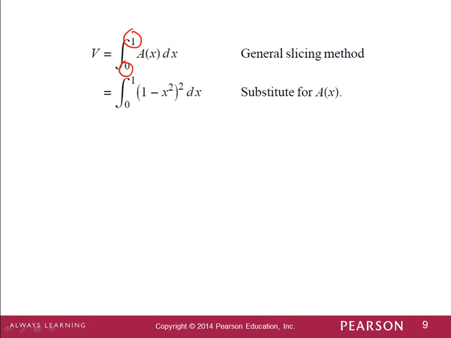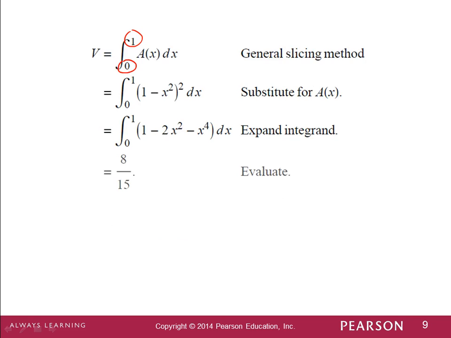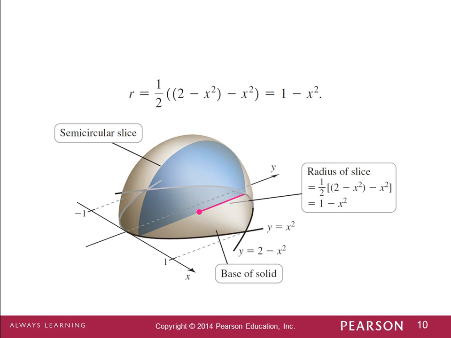This integral is pretty simple. We can plug in 1 minus x squared, that quantity squared, expand it, and then evaluate the integral. The value of that integral is going to be 8/15 when we integrate and evaluate at 1 and 0. Now, we can do this with any type of cross-sectional shape. So let's say we have two curves.